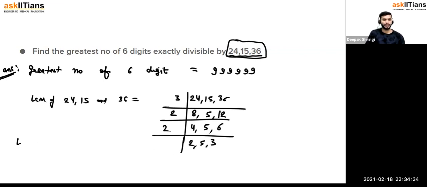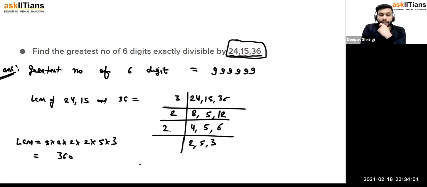Okay, so what is going to be the LCM? The LCM is going to be 3 into 2 into 2 into the remaining 3, 2, 5 into 3, right, guys? So it's 360, right? So we are getting the LCM as 360. Now just pay attention on this thing. We need to find a number which is of 6 digits and which is divisible by 24, 15 and 36. A number which is divisible by 24, 15 and 36 is a number which is divisible by 360.